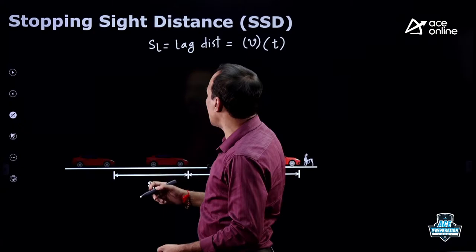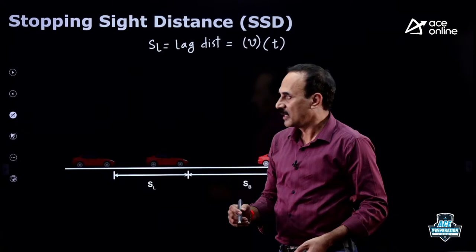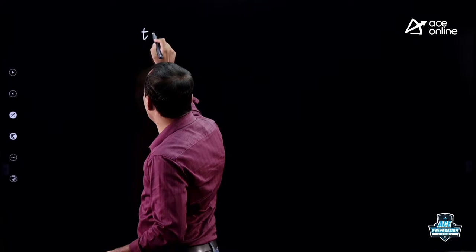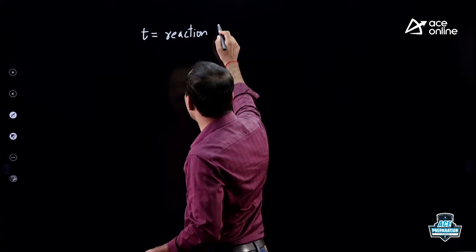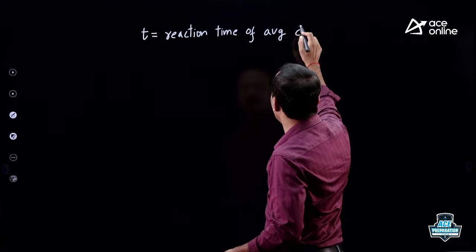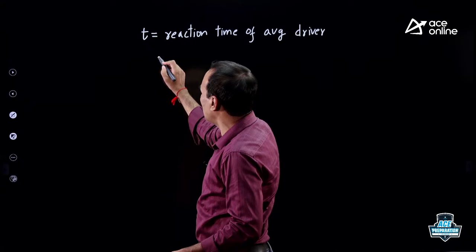Generally, the reaction time of average driver is taken equal to 2.5 seconds. And this is based upon a psychology based theory. We call it as PIEV theory.